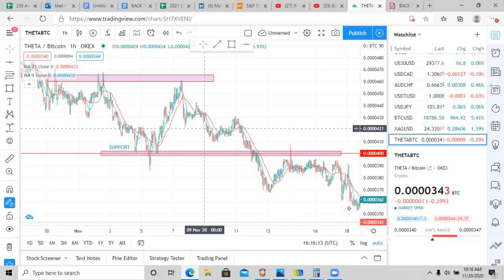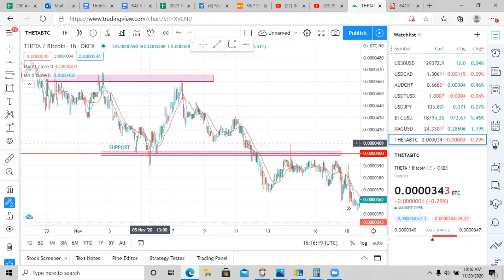So I want to give you guys some of these tools. Take this home, do your own research, get on a chart, and mark up support and resistance.